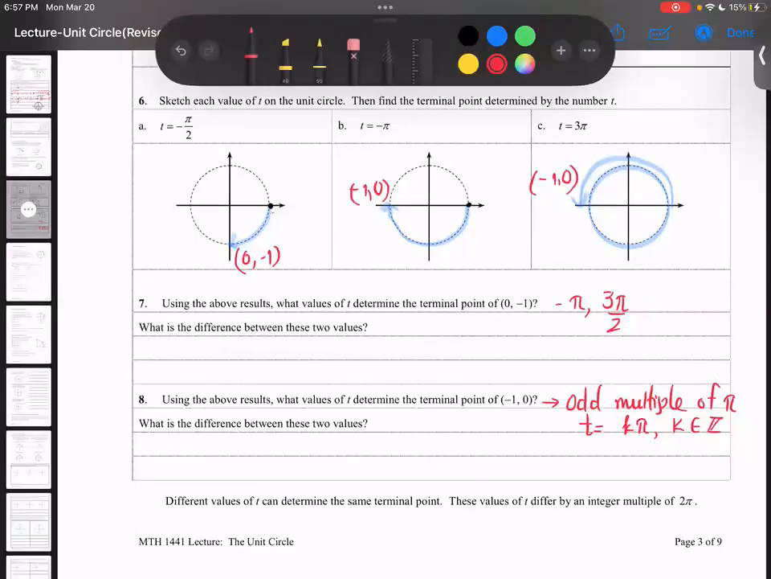For number 7, what is the difference between the two values? The difference is that negative pi half, let's say negative pi half, t is negative, and 3 pi half, t is positive.